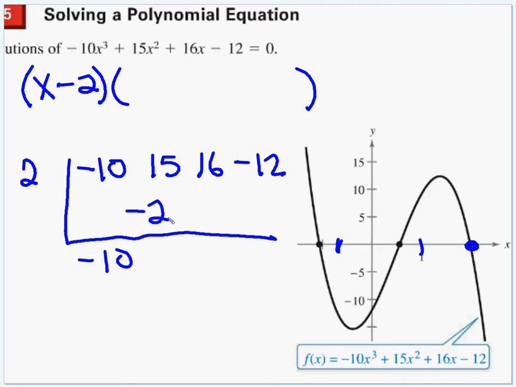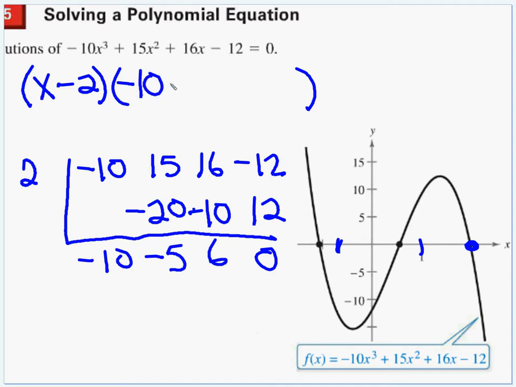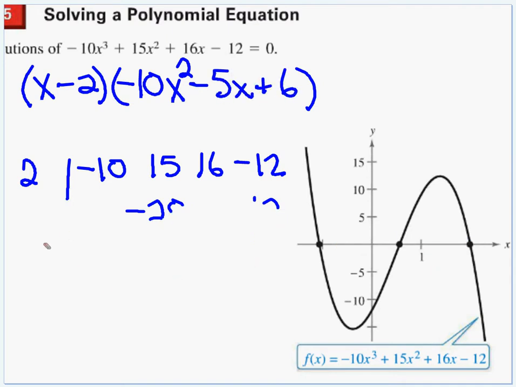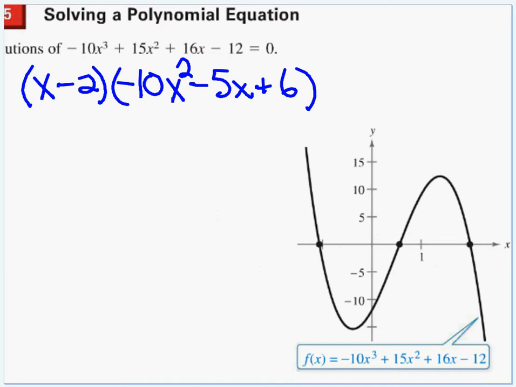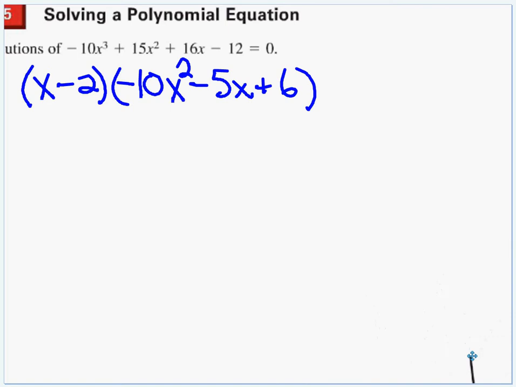That would be negative 20, and we add those up and get negative 5. 2 times negative 5, negative 10. That adds to 6, and it looks like the graph was helpful. Negative 12 and 12 add to 0. So what we have is this other quadratic is going to be negative 10x squared minus 5x plus 6. So the graph gave us a hint, and out of those 32 possibilities, we got right to one that worked. Now the other ones based on the graph look a little irrational. So let's do the quadratic formula on this.